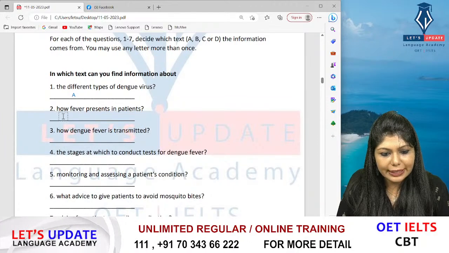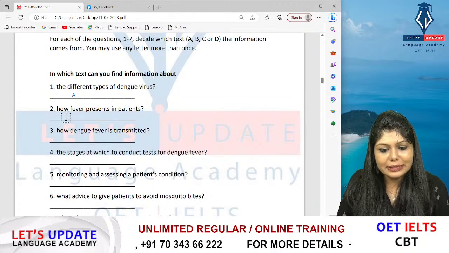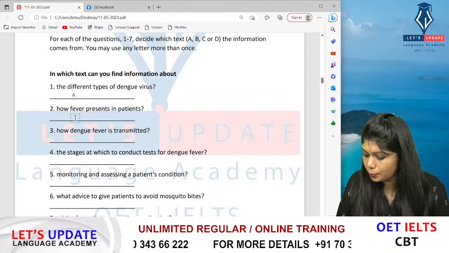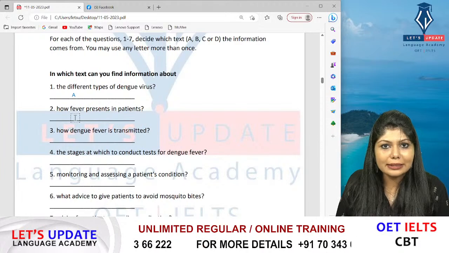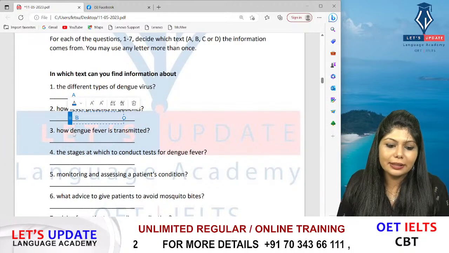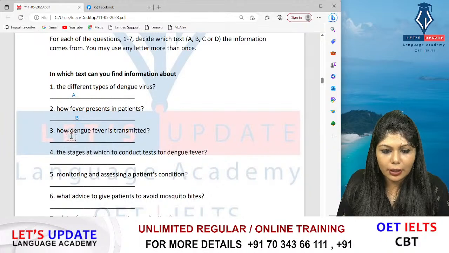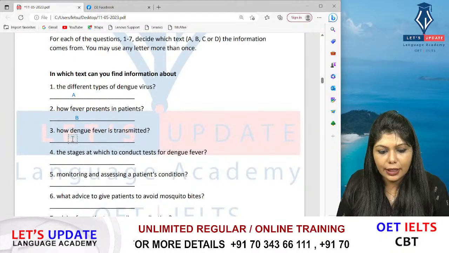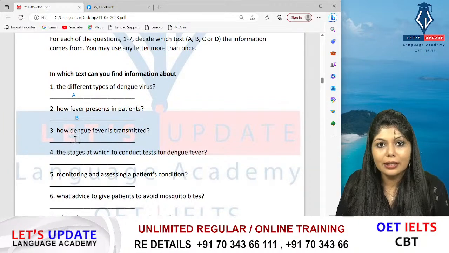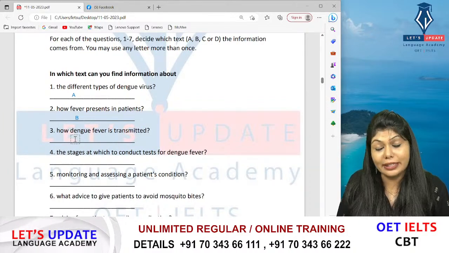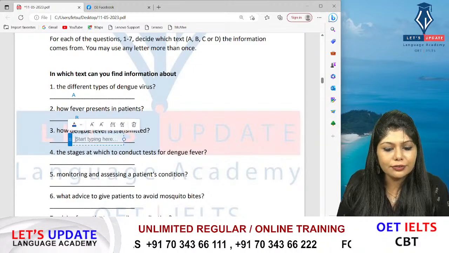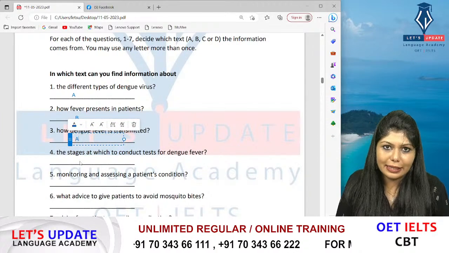So moving to the second question: how dengue fever presents in patients? How does it present in a patient? So present in the sense of signs and symptoms, etc. Right? So that is just you remember the heading, right? So now moving to question 3, how dengue fever is transmitted, about the transmission. Transmitted from mosquitoes to humans, and does not transfer from human to human. All that information was in text A. Remember.